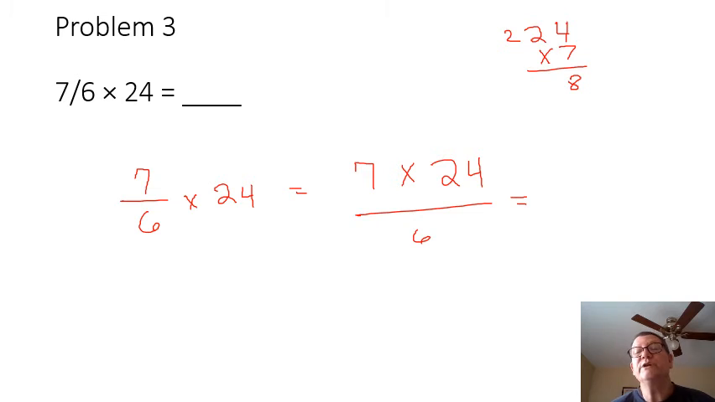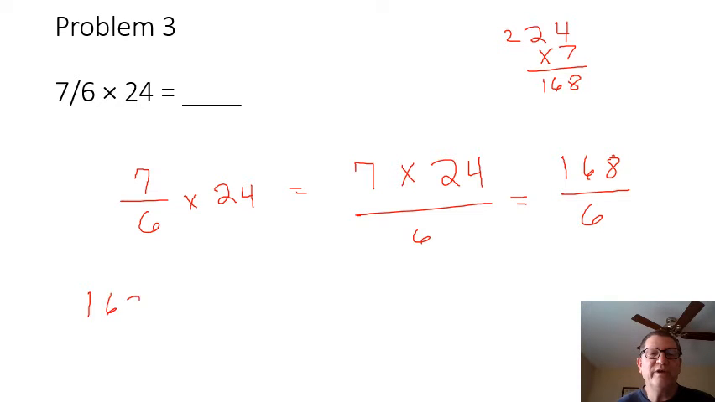7 times 24 is 168. So I ended up with 168 over 6. Now I've got to use a standard algorithm: 168 divided by 6. I know I can put 2 of them in there, because that'd be 12, and I end up with 48. And I know 6 times 8 is 48.